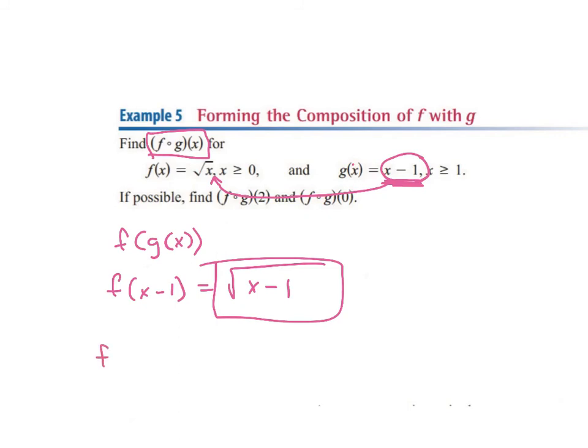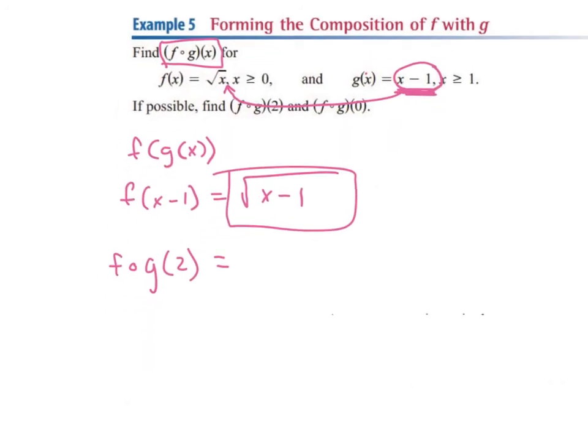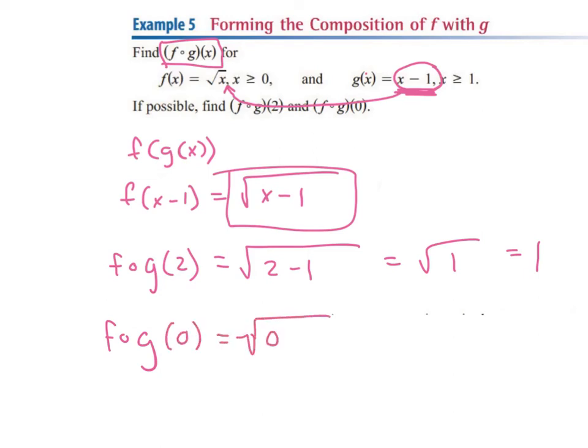And then I need to plug in 2. So I'm going to plug in 2 for x in our equation. So I have the square root of 2 minus 1, which is just the square root of 1, which is 1. And then we need to find f of g of 0. If we plug in 0 here, we have 0 minus 1. The square root of 0 minus 1 is the square root of negative 1. We can't do the square root of a negative number, so this is no solution or does not exist.